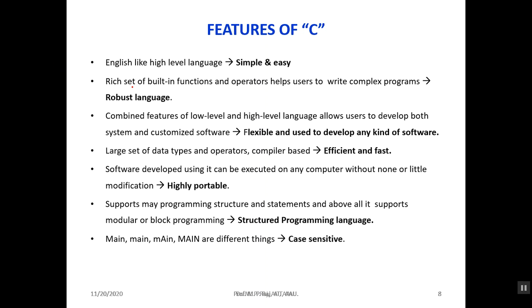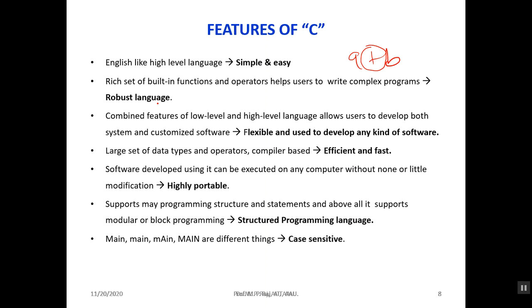C language has got a rich set of built-in functions. It provides you so many functions to do tasks automatically for you, so you don't need to worry about it. You can directly use those functions in your program and it will serve your purpose. It also has so many operators. By operator I mean that if I want to add two numbers, I can use A plus B. What is this plus? It is known as an operator. This plus is an operator. These functions and operators help you to write very complex programs, and these complex programs are robust.